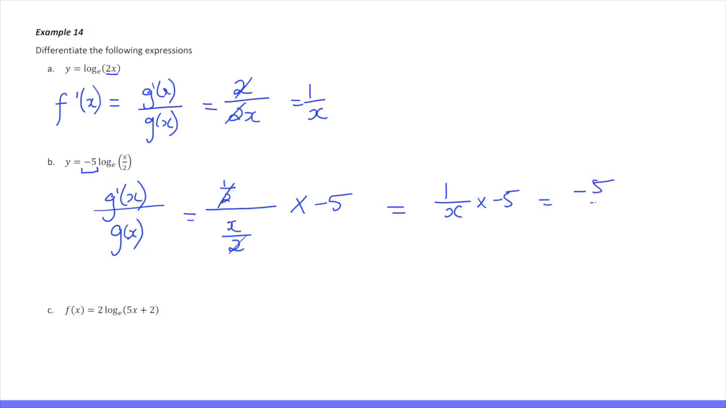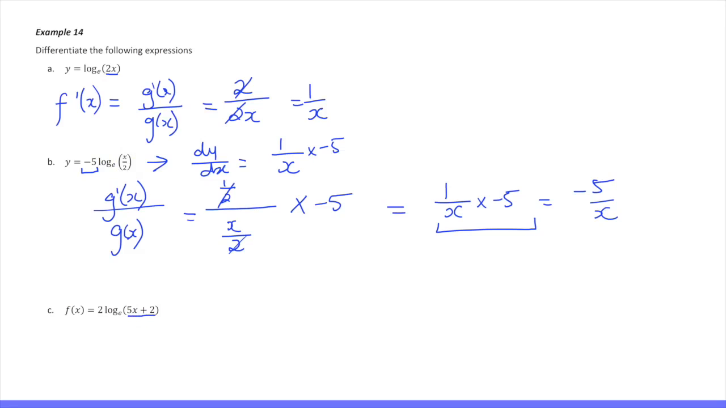will equal -5x. Of course, if you can recognize that this is just a coefficient on the inside and that there are no other terms, this can be differentiated immediately to 1 on x and then multiply that by the -5. So you can go straight to this step here by recognizing that you don't need to do anything to the inside.